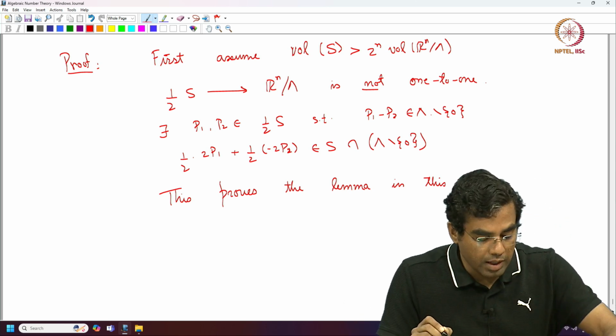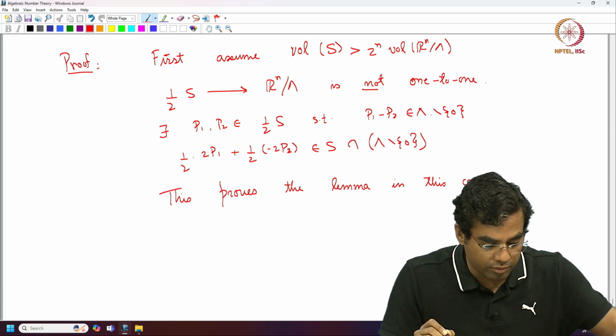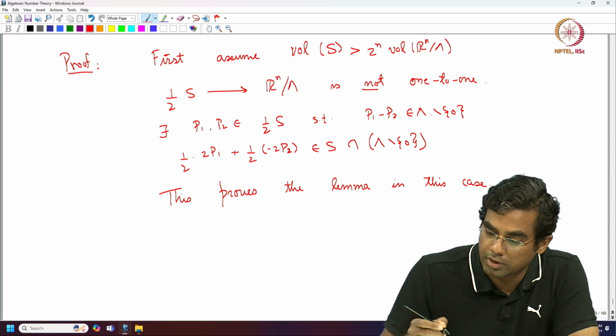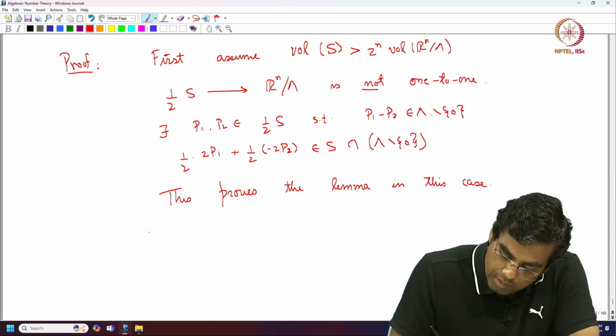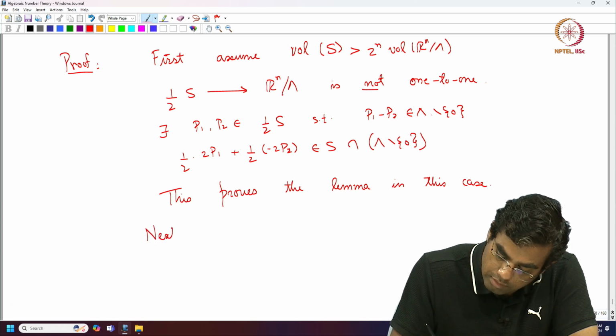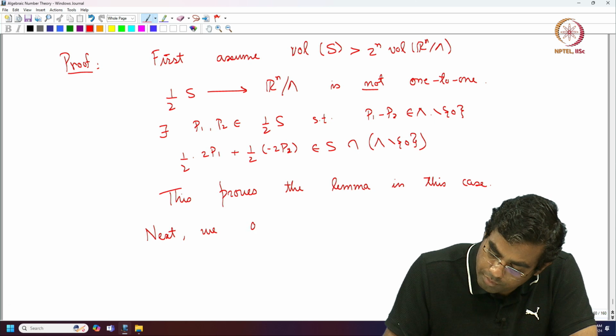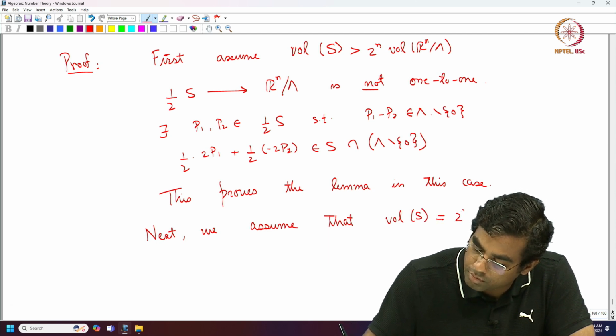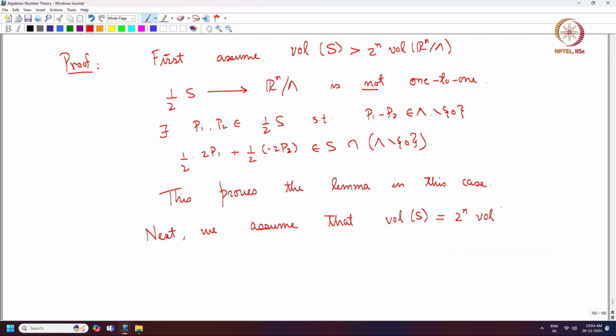Next, we want to prove the lemma in the case when we assume that the volume of S is exactly equal to 2 to the n, right, that is the only case remaining. So, next we assume that the volume of S is exactly equal to 2 to the n times the volume of R to the n by lambda. Okay. So, the idea in this case again is simple.